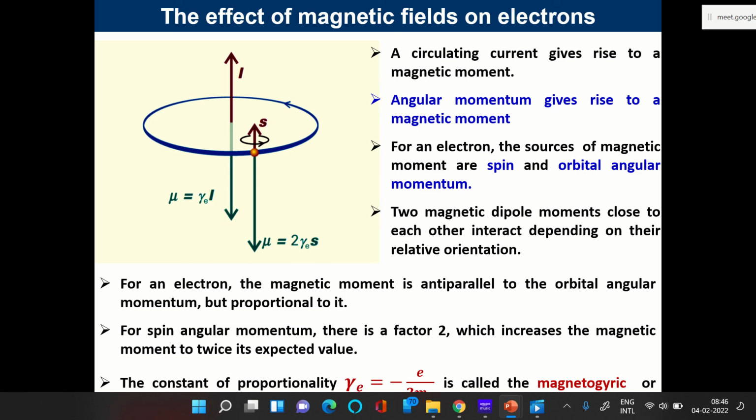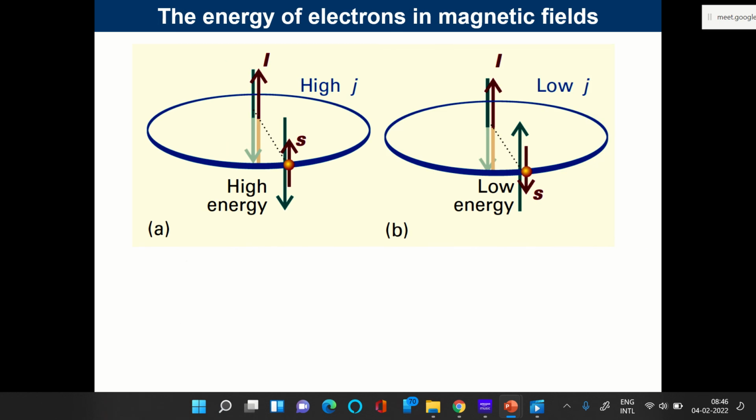This factor is mu equals minus e by 2m, where m is the mass of the electron. If we are talking about the electron, this is the factor that is coming in both of them, gamma e, and an additional factor of 2 in the case of spin.